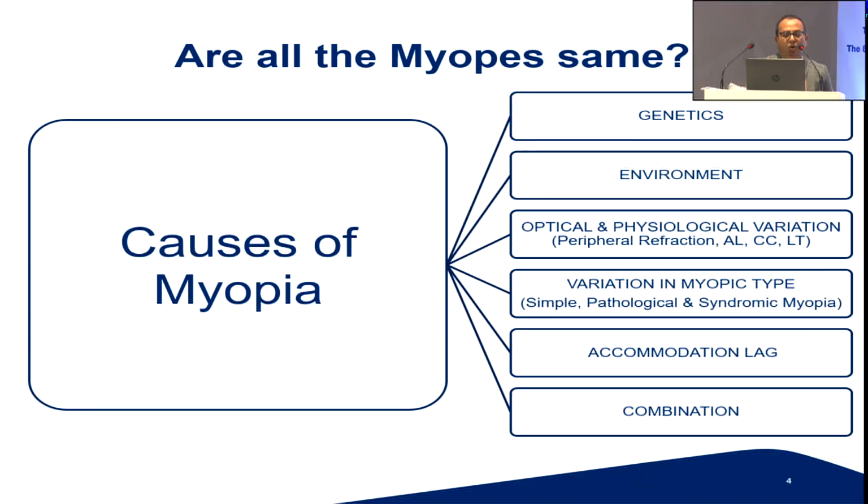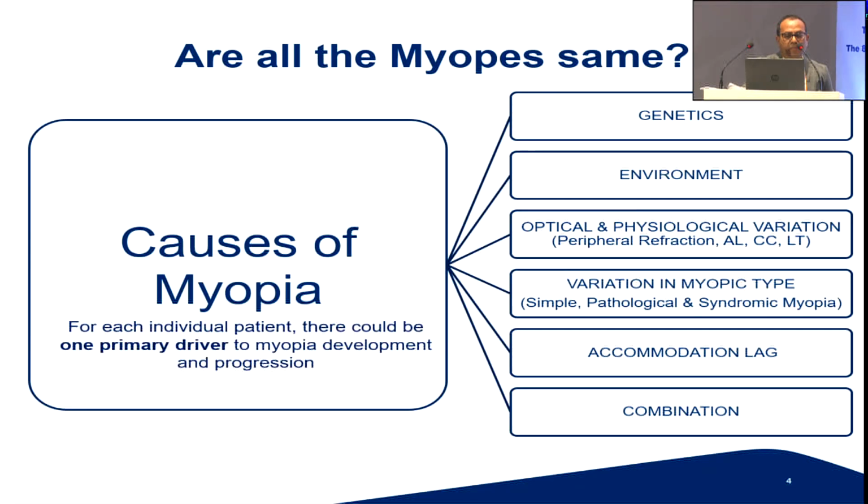So, myopia, not all are the same. Many people are asking about ROP and so on, but not all myopia is the same, and the cause is the main implication for myopia management. For each individual patient there could be one primary driver, so we need to look for what the primary driver is, and that makes myopia such a fascinating area for research and practice.